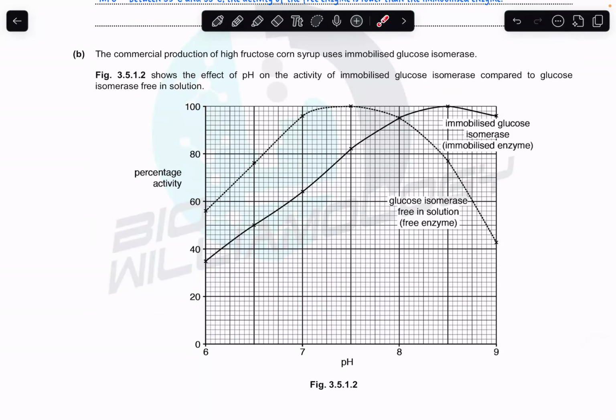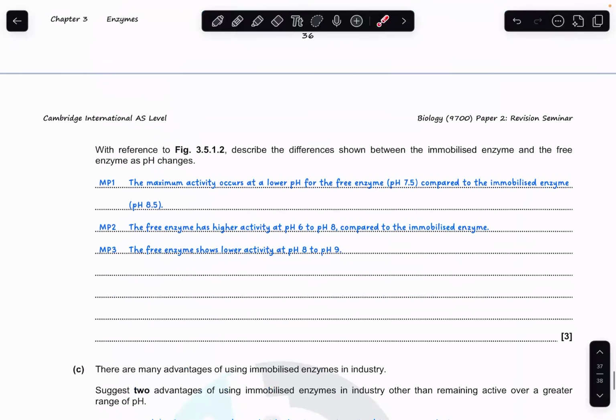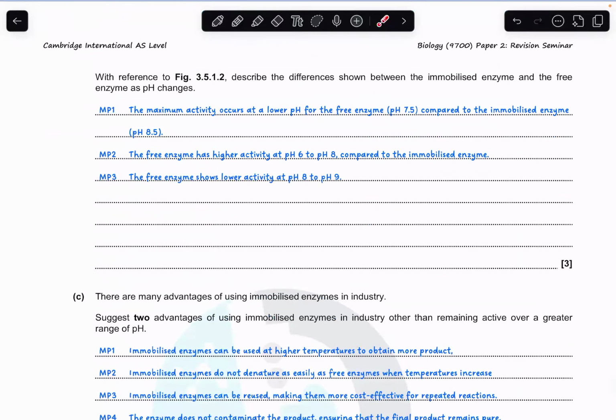So the commercial products, like productions of high fructose corn syrup, use immobilized glucose isomerase. Okay, you can see that we have the immobilized glucose isomerase and free glucose isomerase at different pH. So we reference figure 3.5.1.2 and again describe the differences. The maximum activity occurs at the lower pH for the free enzyme, pH 7.5, you need to quote the data, compared to the immobilized enzyme at pH 8.5. In this case, you can actually say the optimum pH.